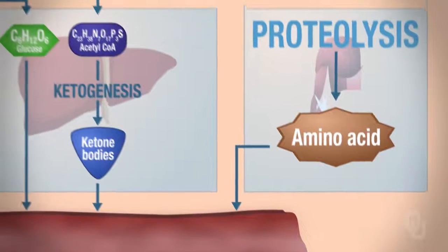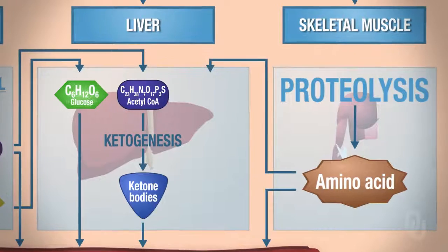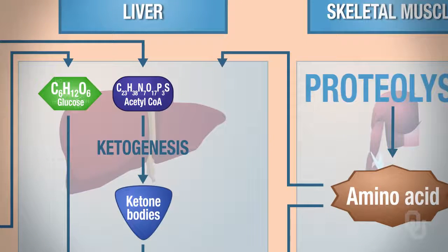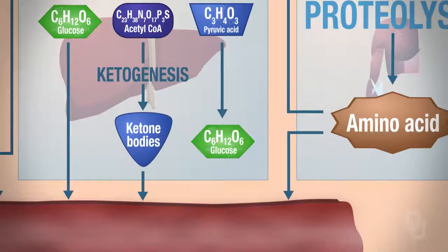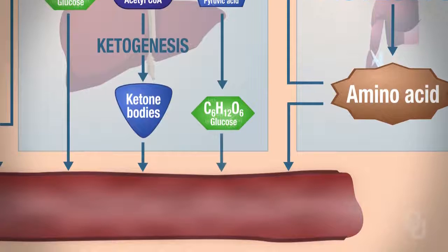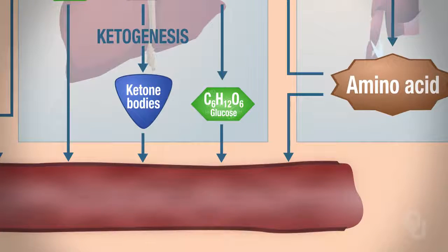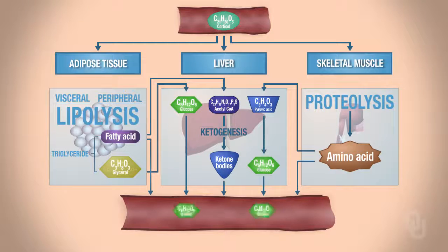But those amino acids can also go into the liver. And when they go into the liver, they can be converted to pyruvic acid and then into glucose, which will also increase your plasma glucose concentration. So now in the bloodstream, as a result of cortisol release, we have an increased plasma glucose concentration, increased amino acid concentration, increased ketone bodies, and increased fatty acids.